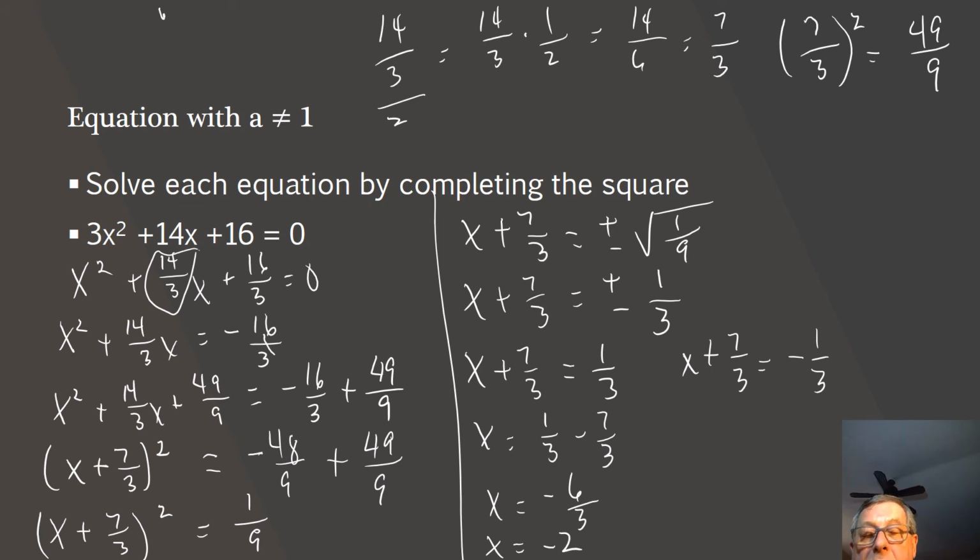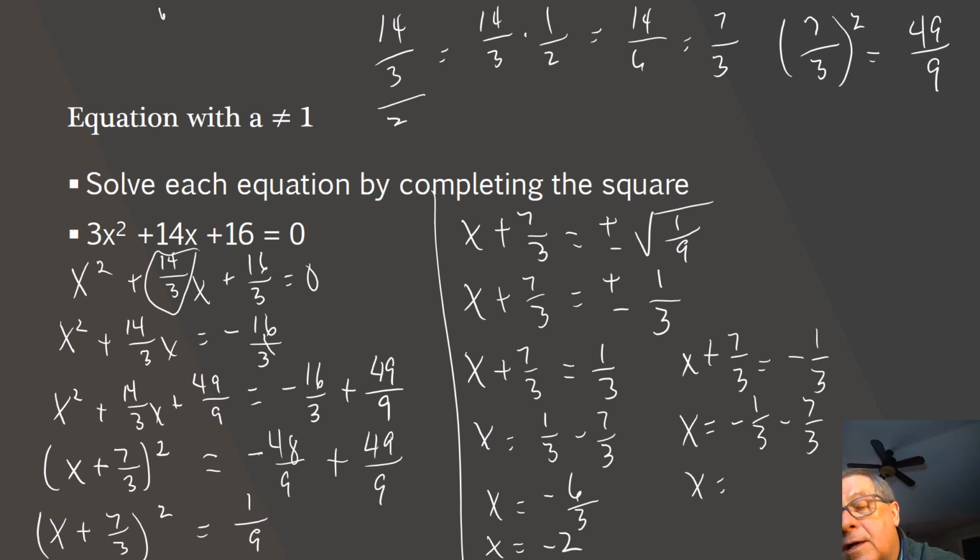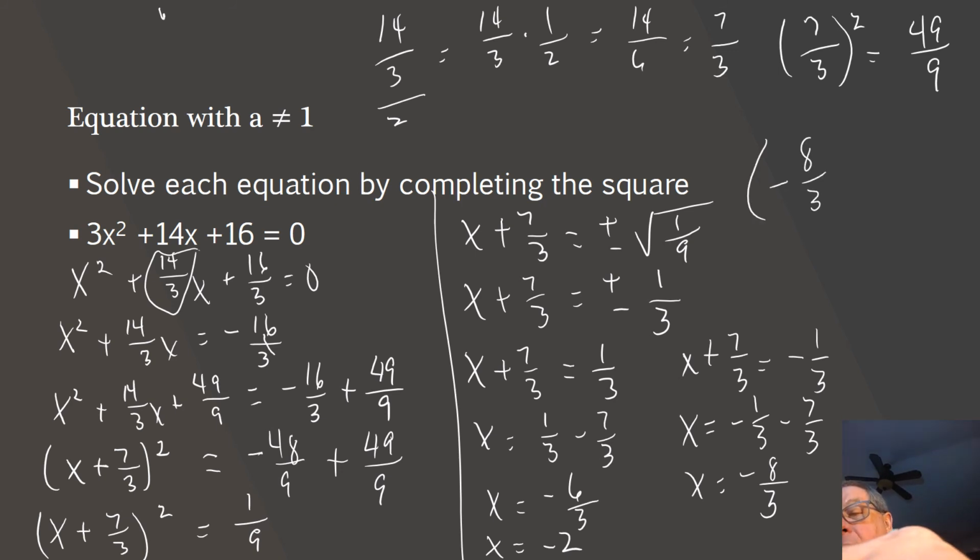Well, there's one of our solutions, one of our roots, one of our x-intercepts, one of our zeros. Let's solve the second part of this. Again, we're going to subtract 7/3 from both sides. So we got x equals negative 1/3 minus 7/3. And so x then is going to be equal to negative 1/3 minus 7/3, which is negative 8/3. And I can't reduce that any. And so my solutions then are negative 8/3 and negative 2.